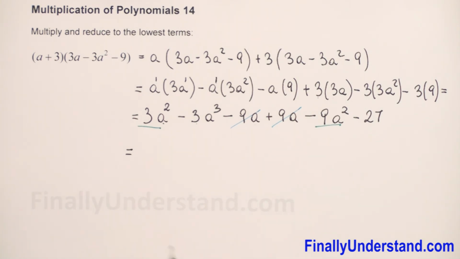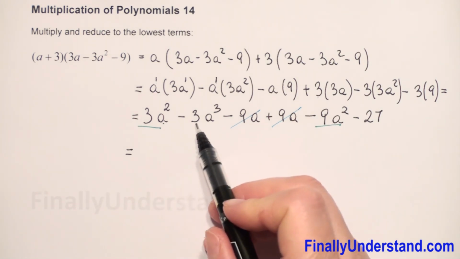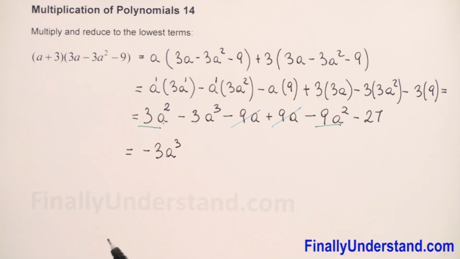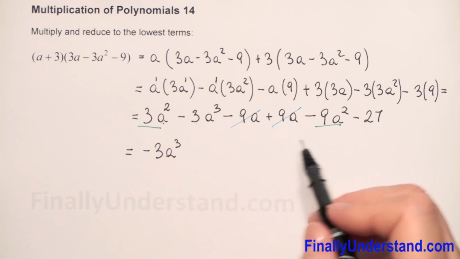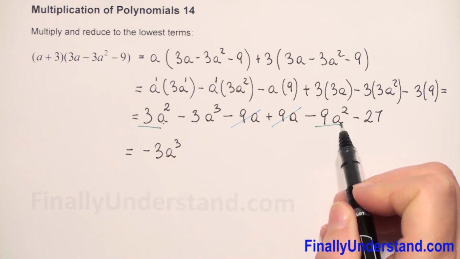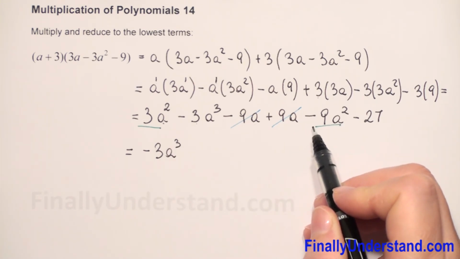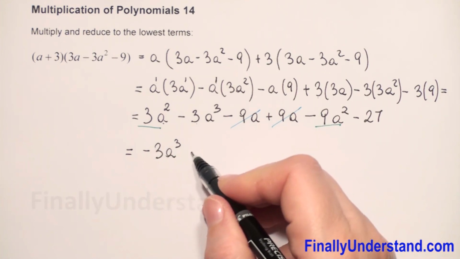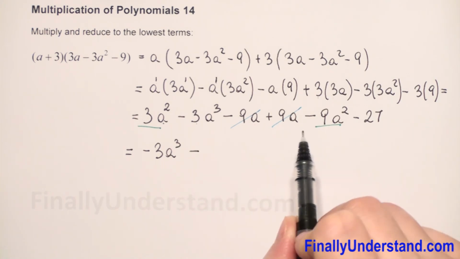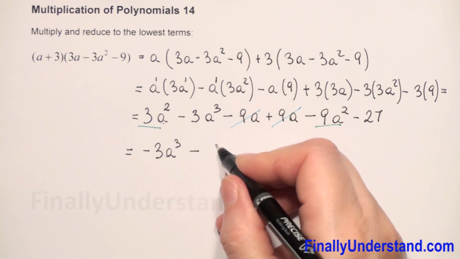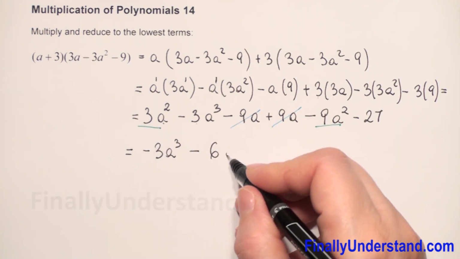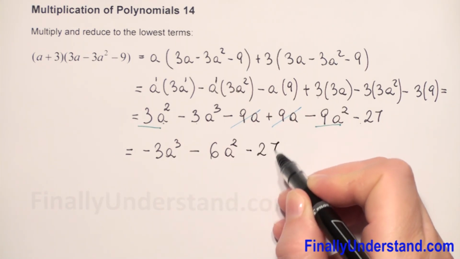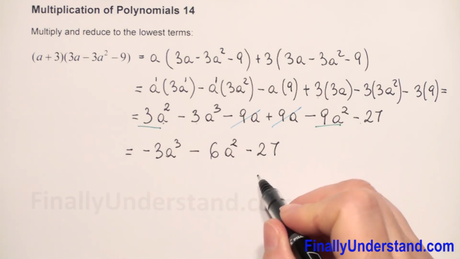So we will start from the highest power. So negative 3a cubed first, and next 3a squared and negative 9a squared. So we keep the sign of the larger number. 9 is greater than 3, so it will be a negative sign. And now we just subtract. 9 minus 3 is 6, and we copy variable a squared, and at the end we have negative 27. So this is my solution.